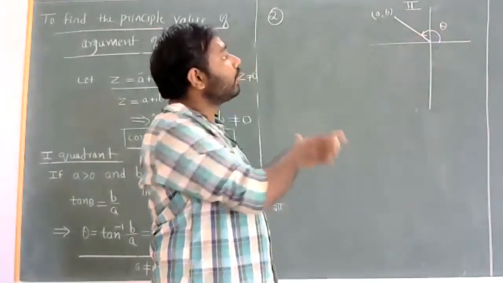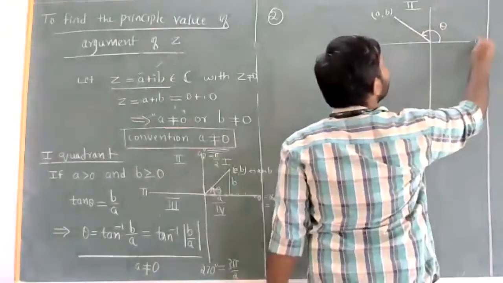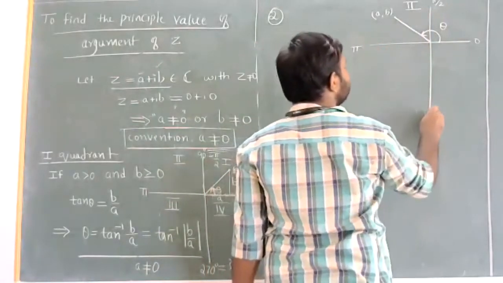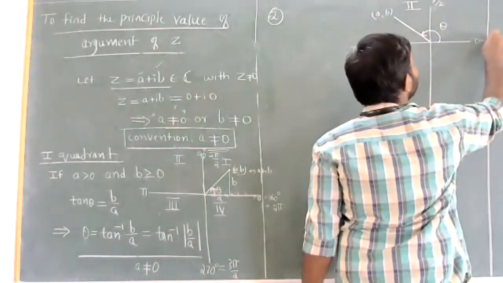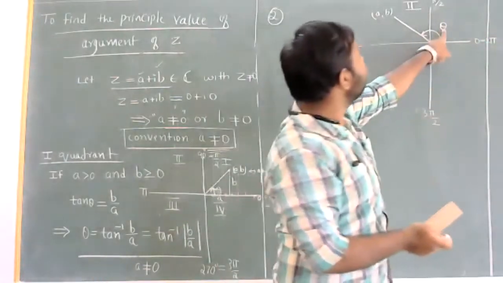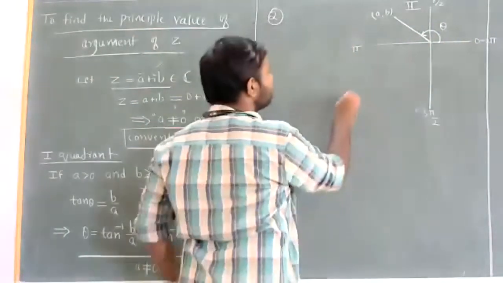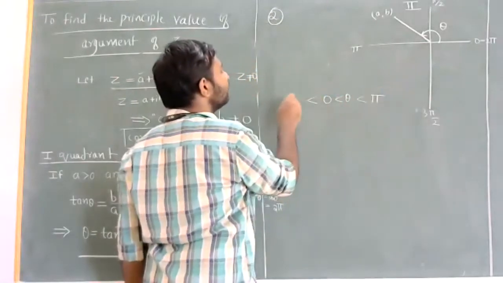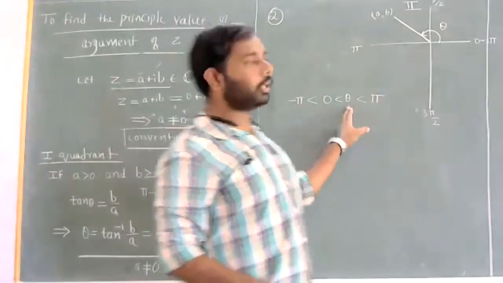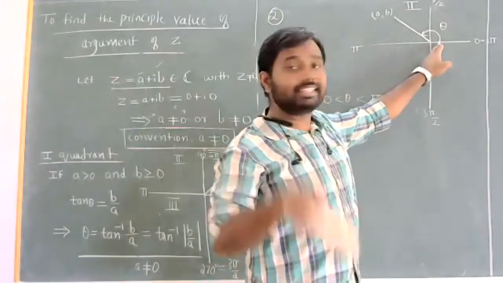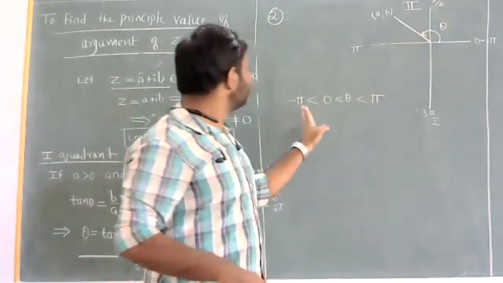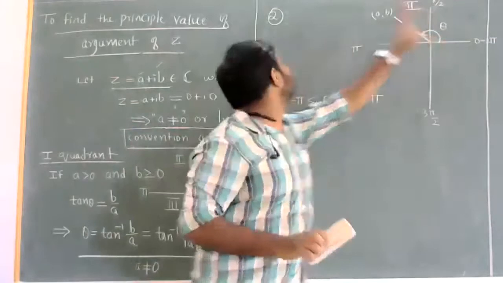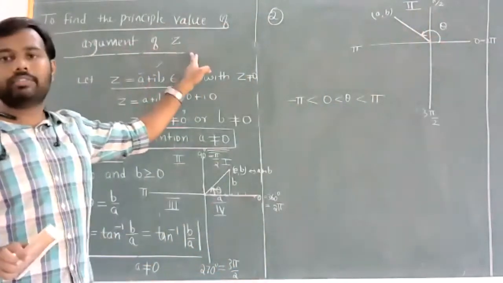And in which range is this theta? So this is 0, this is pi by 2, this is pi, 3 pi by 2, this is 2 pi. So what that means? Theta is in between 0 and pi. And 0 is obviously greater than minus pi. So the argument value which we will get by measuring this angle obviously lies in between minus pi and pi. So this will itself be the principal value of the argument of z.